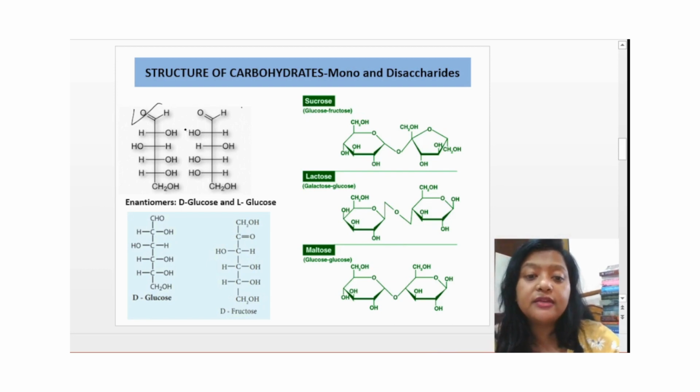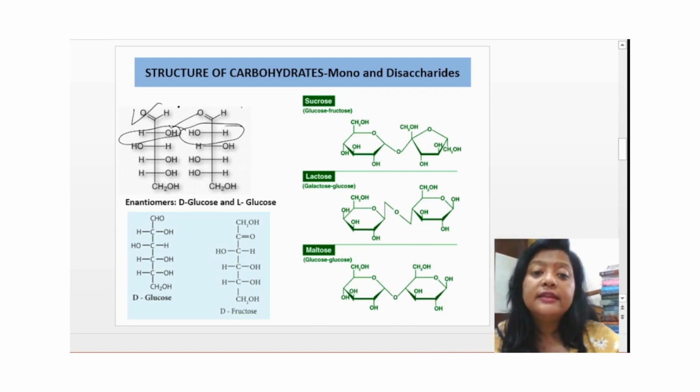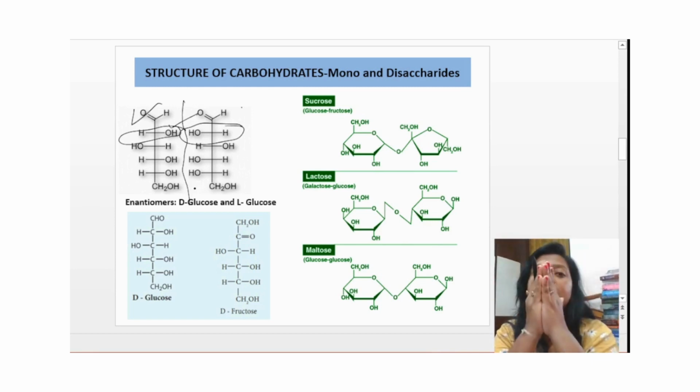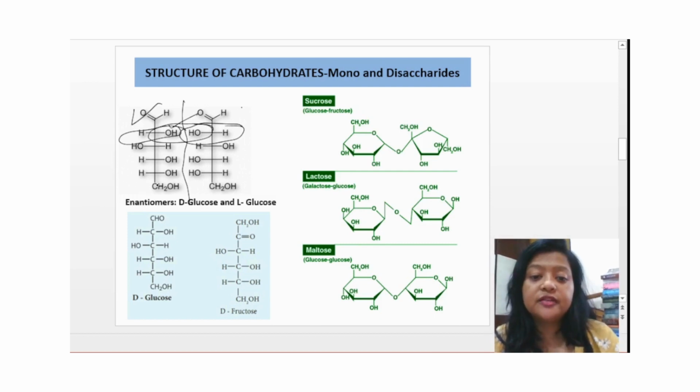Okay. So here you can see the difference. This OH is on the left-hand side, and this OH is on the right-hand side. So basically they are enantiomers. What are enantiomers? They are mirror images. If you put a mirror in the center, you can see they both look the same. Just the position of the OH group is different. This is D-glucose and L-glucose, dextro and levo glucose.